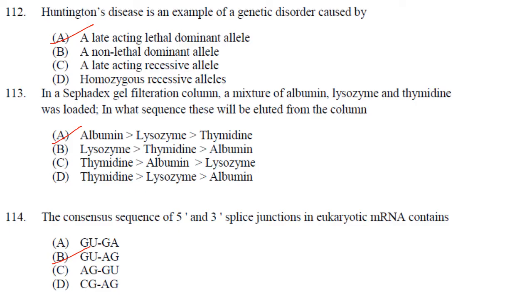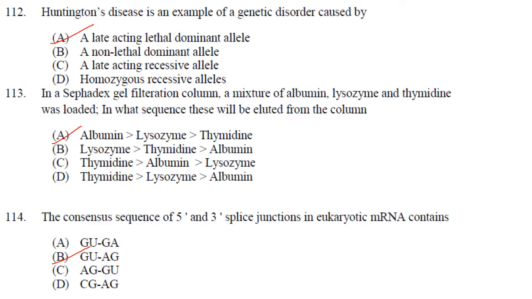Now in certain cases, the dominant allele will be transmitted. If the dominant phenotype is expressed after the reproductive age, it will be transmitted to the next generation. Otherwise, the person will not survive, and so it will not be transmitted to the next generation. An example of this is the late-acting lethal dominant allele, because its onset is after the reproductive age. That is why it is called late-acting lethal dominant allele. An example of this is Huntington's disease.